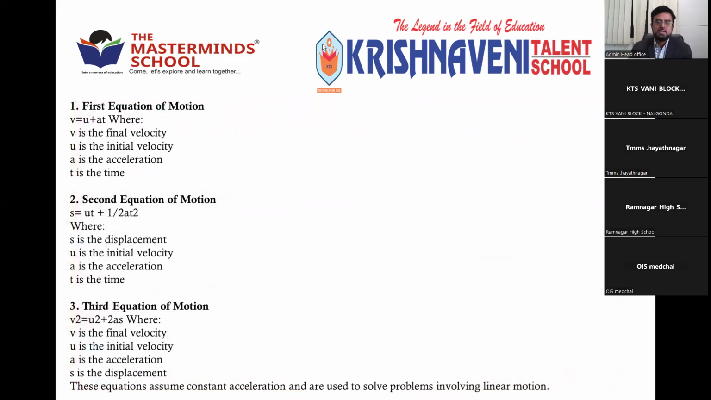Here, very important, I'll give an explanation. We have seen this already in the last class, but need explanation here. So what can you find here? Equations of motion. See, this is the first equation. First equation of motion is V is equal to U plus AT. Equation 1. Equation of motion, you can write as the heading.